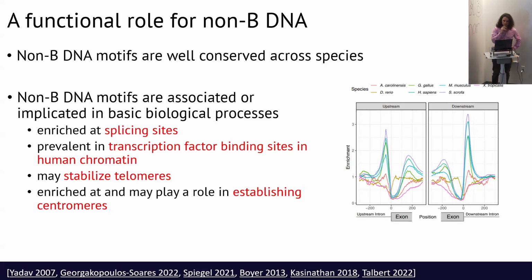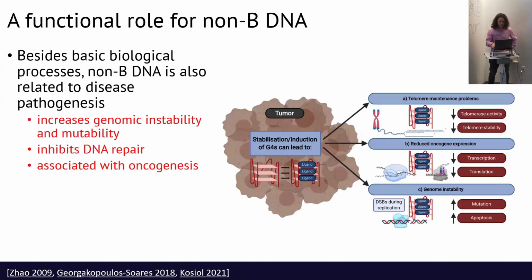They're also prevalent in transcription factor binding sites, especially in human chromatin. There is some evidence that they stabilize telomeres, and a lot of good evidence that they play a role in establishing centromeres. There's even some work that we're starting to look into with neocentromeres, centromeres that can form spontaneously. So there's a connection. When you look at centromeric or telomeric DNA, you see a lot of these repetitive regions, so it would make sense that there might be non-B structures there.